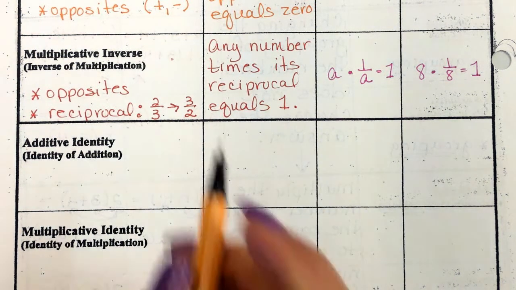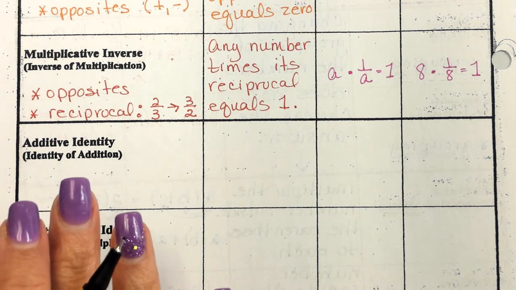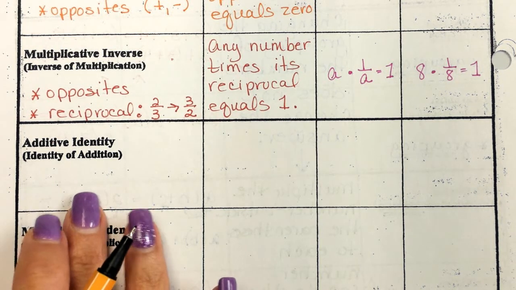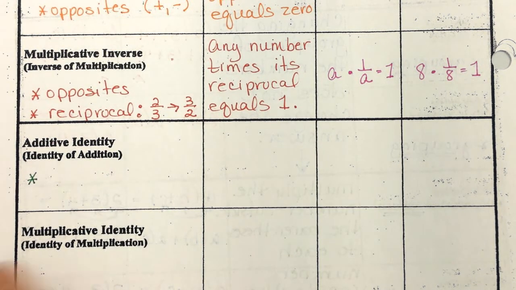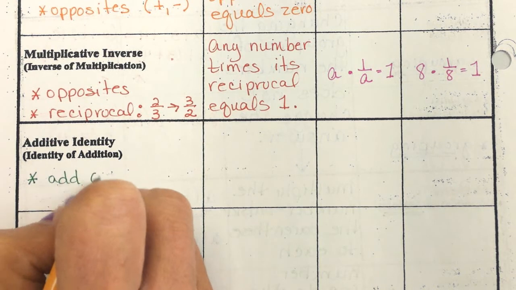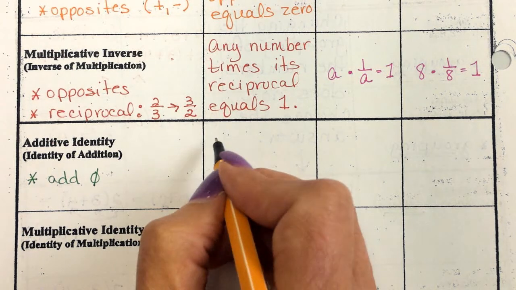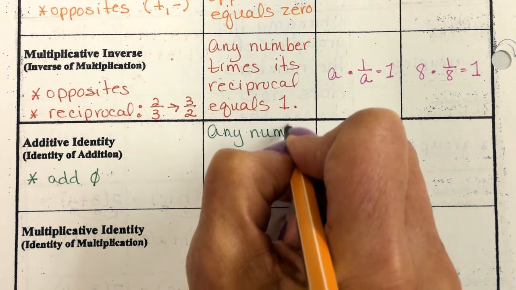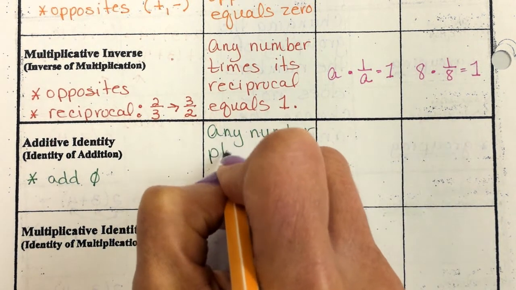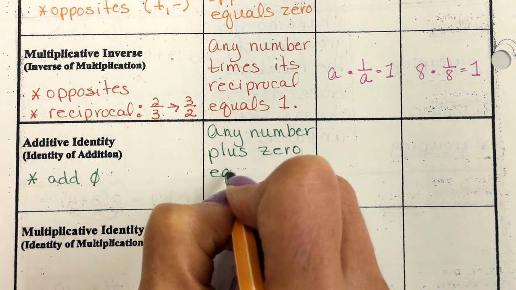Additive identity. When you think of identity, think of what you see when you look in the mirror. You see yourself. Your identity doesn't change. So in this situation, we want to make sure that the value of the number doesn't change. So what can we add to any number to keep it from changing? We can add 0, and that will keep the number from changing its value or losing its value. So your definition just says any number plus 0 equals itself.